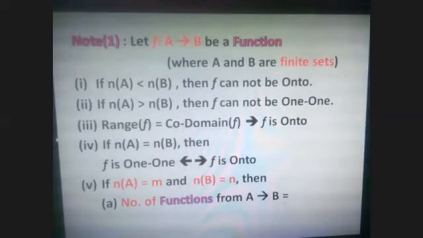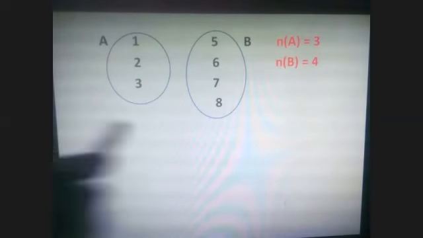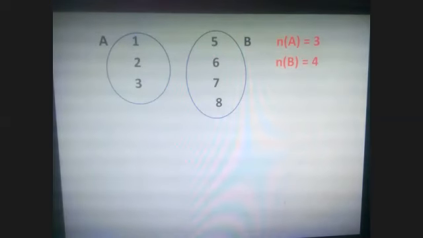Now the question is, how many functions are possible from A to B? The number of elements of A is m, the number of elements of B is n. The answer is n raised to m. Let us see how that n raised to m comes. Let us take an example: A is 1, 2, 3, and B is 5, 6, 7, 8. According to our formula, m is 3 and n is 4. I must get 4 raised to 3. Let us see how I get it.